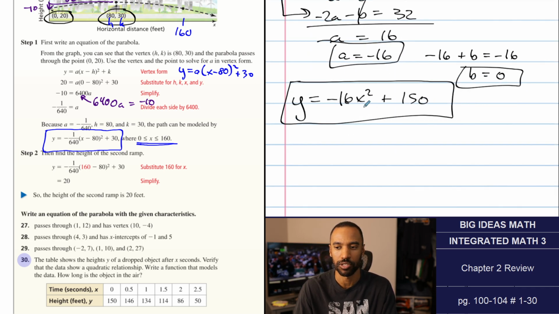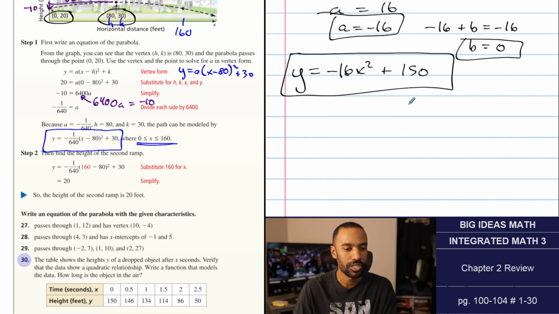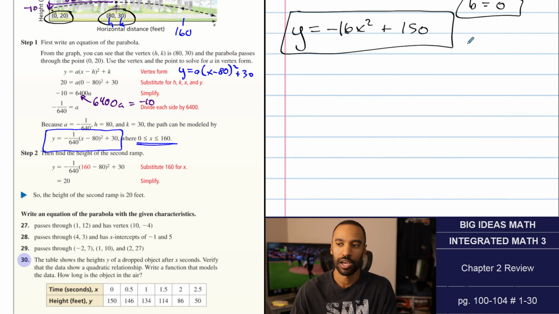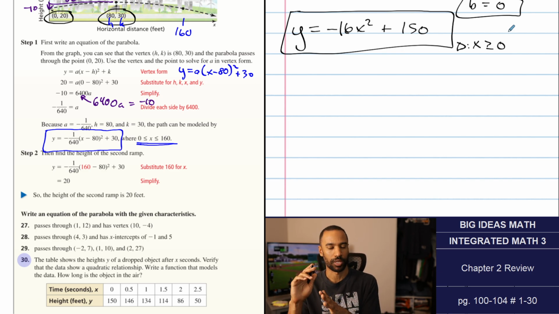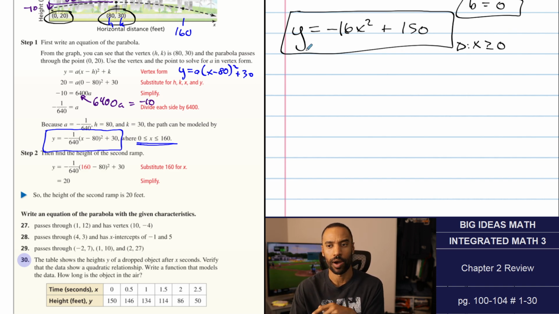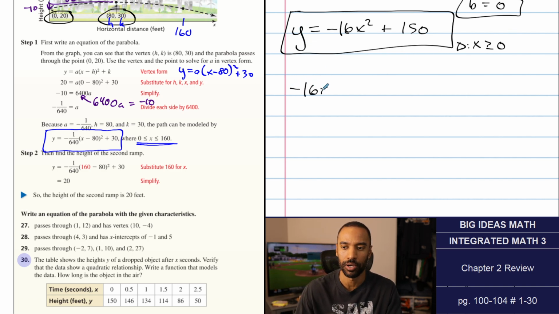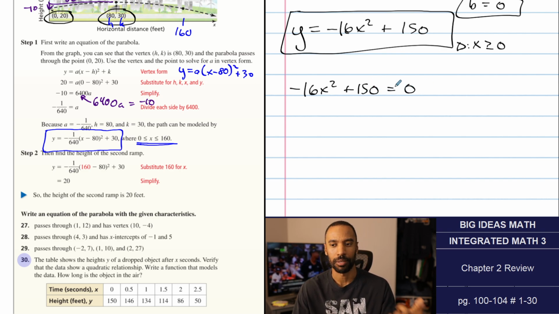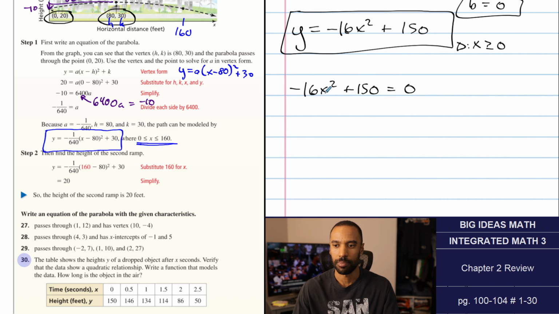It says write a function that models the data. We got it. How long is the object in the air? Well, you have to understand the domain. The domain goes from x greater than 0 to something, right? I don't know what it hits eventually, but I don't care about time before 0 seconds. So when I solve for x in this quadratic, when I set y equal to 0, how long is it in the air? I only care about the positive x answer. Just keep that in mind.